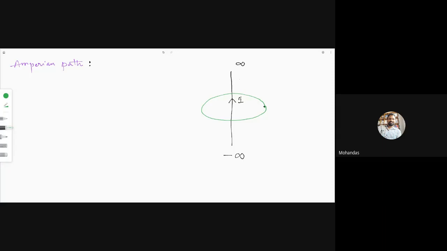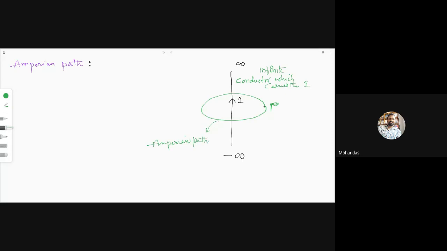What is this black colored one here? The conductor which carries the current I in the upward direction. As it is extending from minus infinity to plus infinity, we can say which conductor it is? Infinite conductor. Okay, so this is the field point P. At the field point P, you have to first draw the Amperian path. So this is known as the Amperian path.